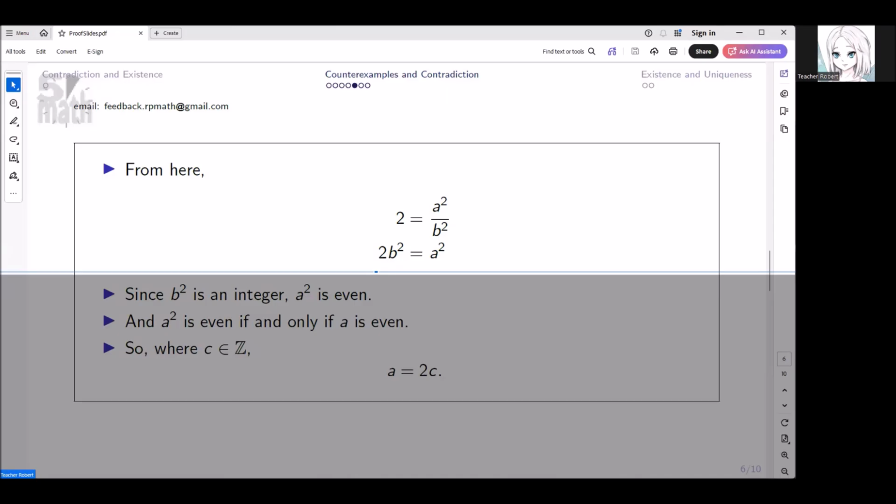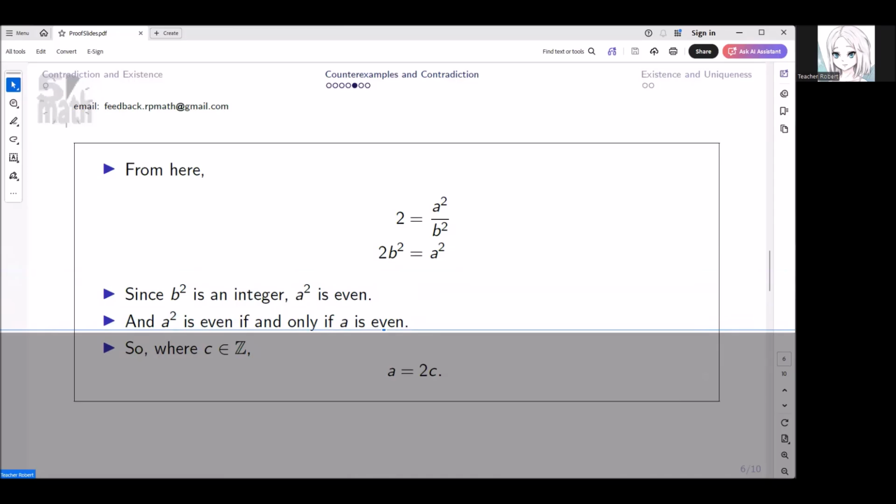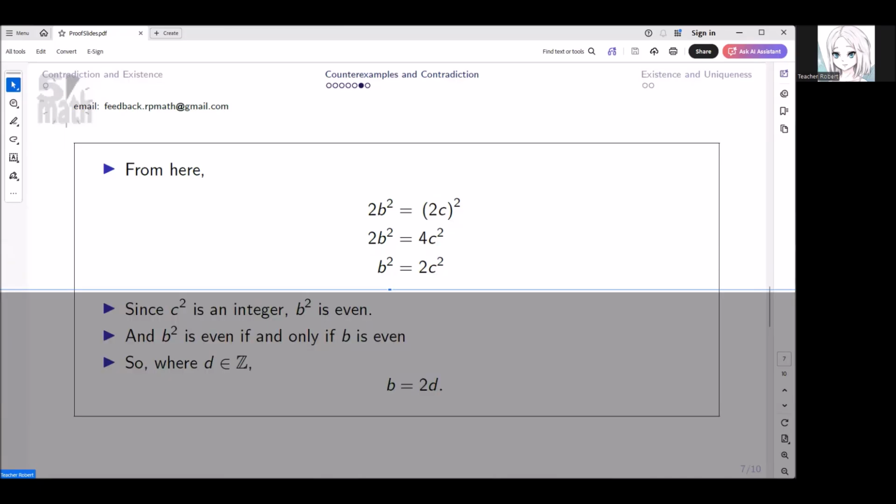From here, 2 equals a squared over b squared. 2b squared equals a squared. Since b squared is an integer, a squared is even. And a squared is even if and only if a is even. So, where c is an element of the integers, a equals 2c. From here, 2b squared equals (2c) squared. 2b squared equals 4c squared. b squared equals 2c squared.